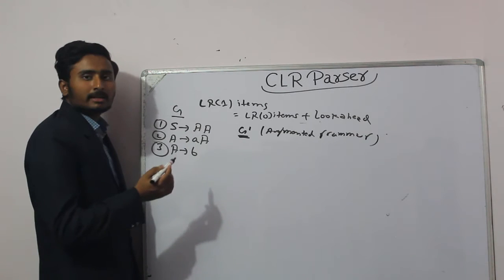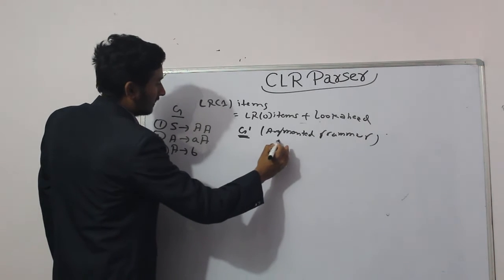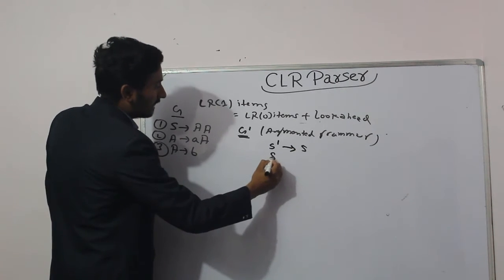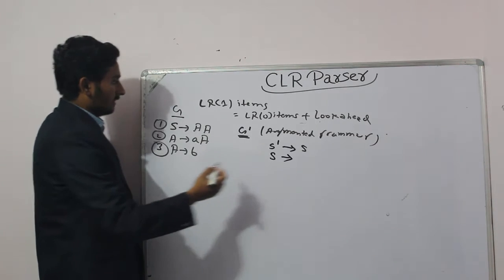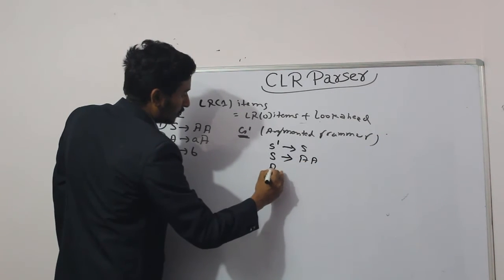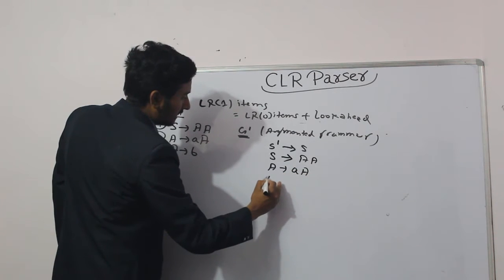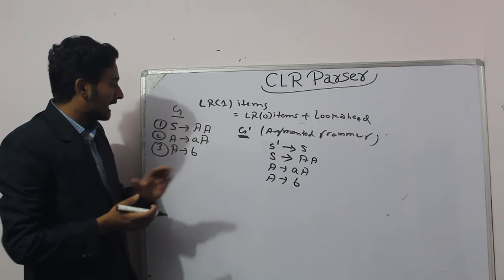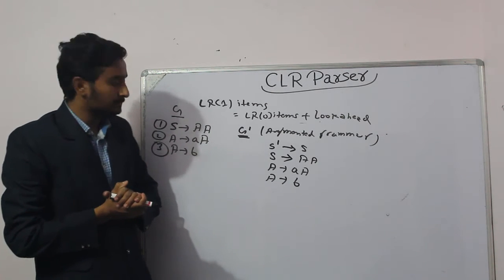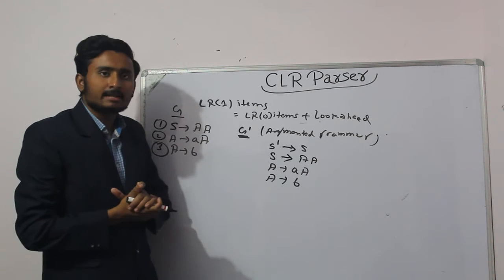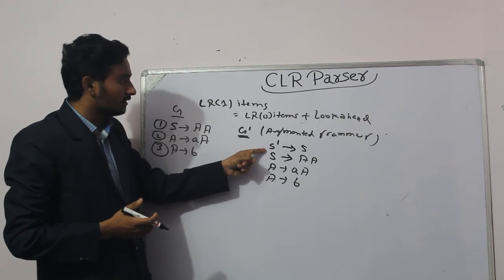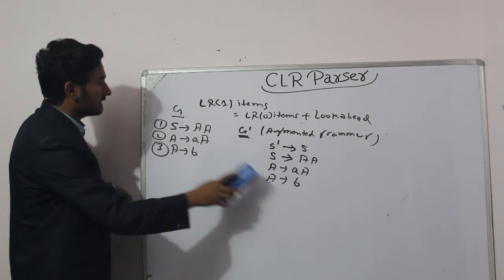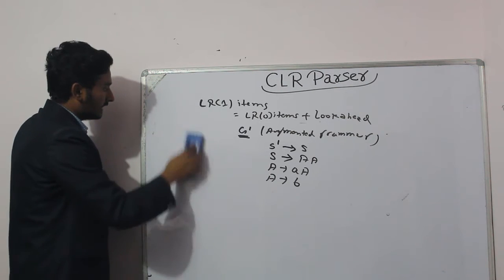In the augmented grammar, we first have S dash produces S. Next we have S produces AA, A produces small a capital A, and A produces small b. After this first step, the augmented grammar has one extra augmented production, that is S dash derives S. Now after this step, we will find the LR1 items.